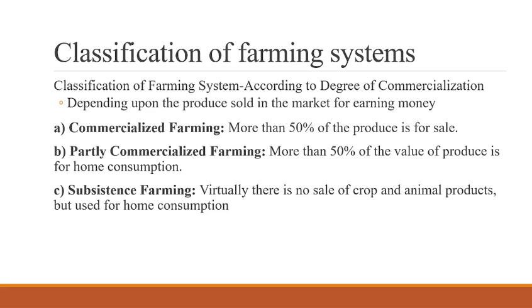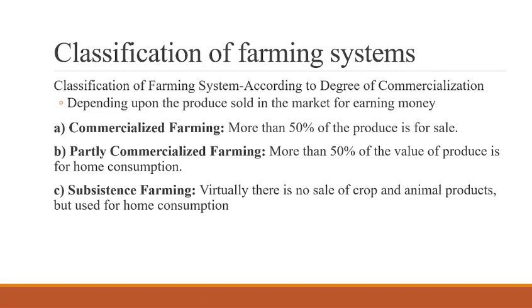There is also a classification of farming system according to degree of commercialization. Depending upon the produce sold in the market for any money, we have commercialized farming, partly commercialized, and subsistence farming. Commercialized farming is whereby more than 50% of the produce is for sale. Farmers mainly grow crops for the market. For example, we can think of tobacco, tea, and coffee.